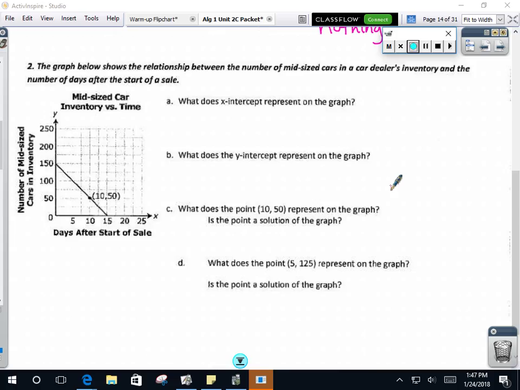The graph below shows the relationship between the number of mid-sized cars in a car dealer's inventory and the number of days after the start of a sale. What does the x-intercept represent on the graph? Well, what is the x-intercept? 15, 0. Okay, because that's where it hits the x-axis. And what does that mean?